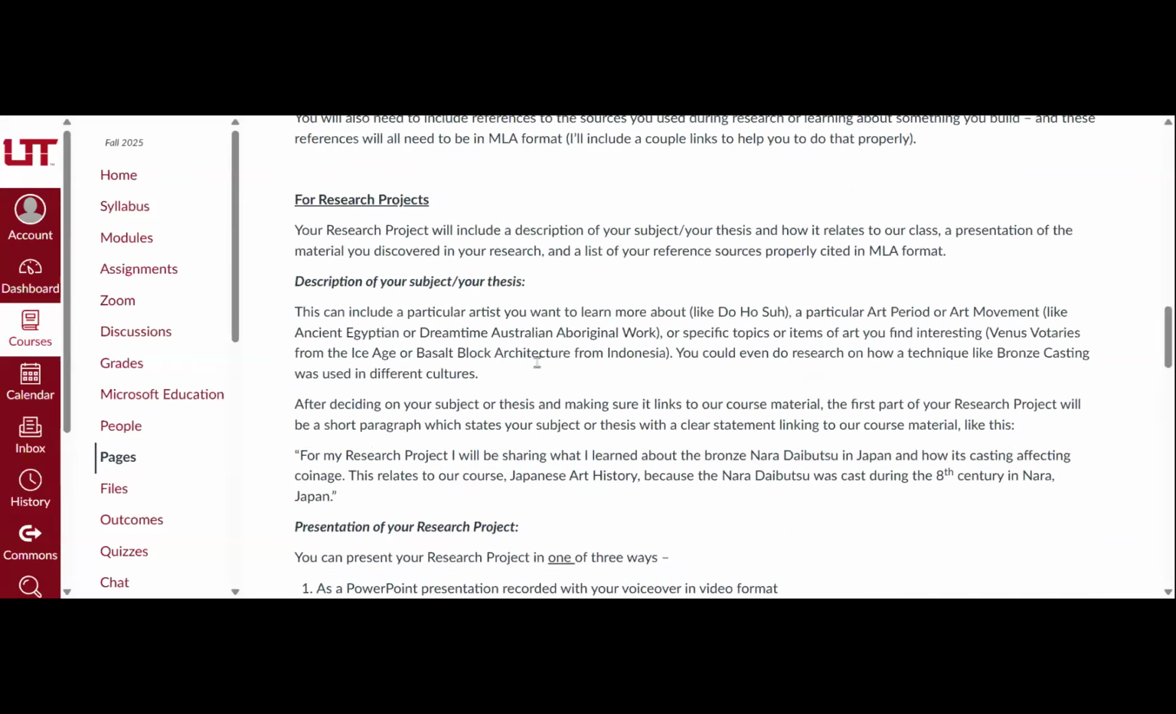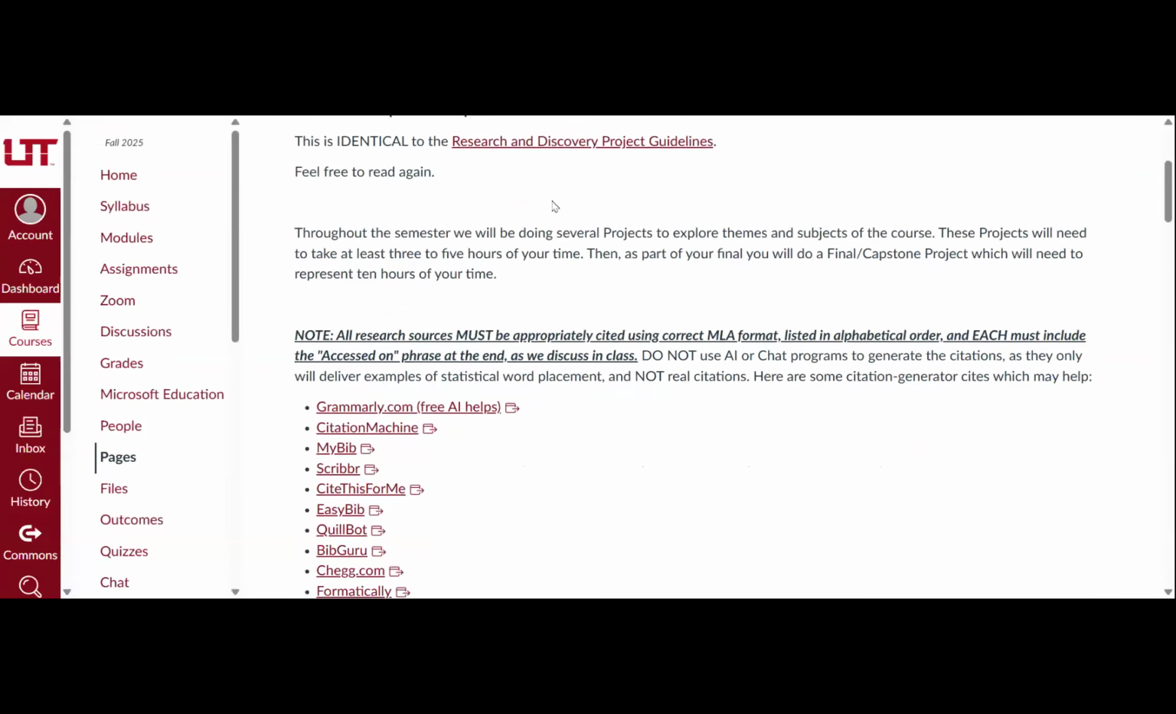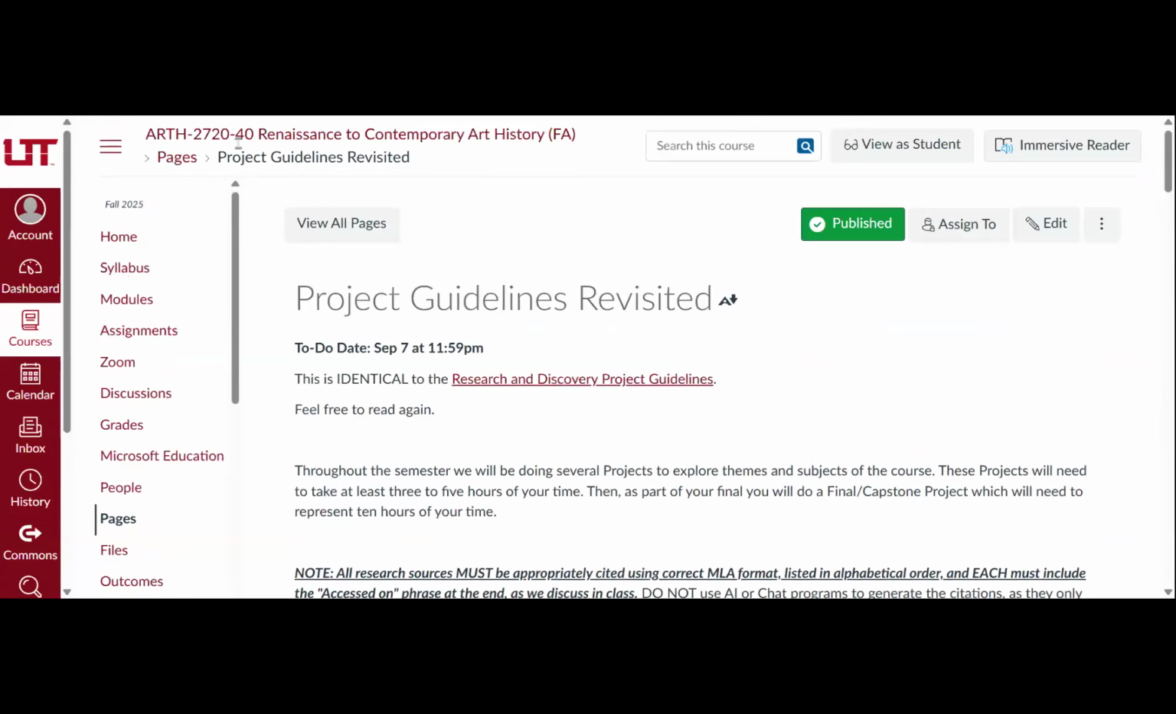The most common ways people have lost points on projects is, first off, if it's not associated with this class, and again, this class is Renaissance to Contemporary Art, so things after 1350, it must tie in directly to the class. If that's not completely clear, it can be fixed. Several people have edited in an introduction paragraph which talks specifically about what they were doing and why it ties to the class, and then it's great.